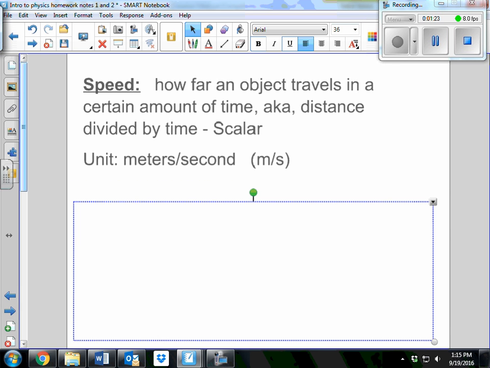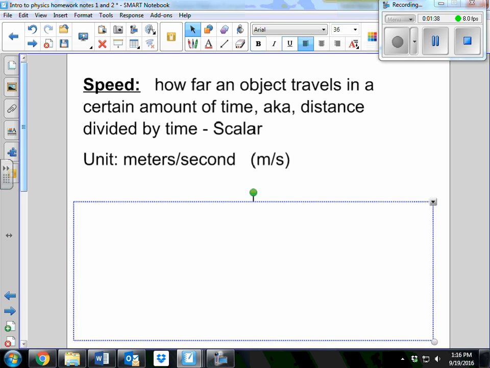But what I'd like to talk about now is continuing your notes. We're in the middle column. Speed is simply how far an object travels in a certain amount of time, aka distance divided by time. And it's scalar because we don't give direction with speed.